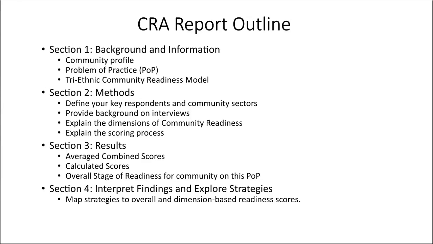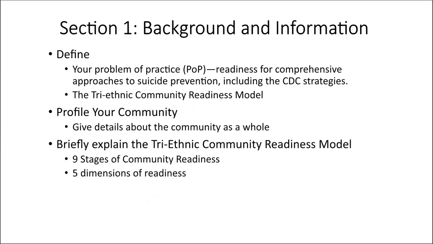A good CRA report is going to really have 4 sections. The first on background, the second on methods, the third on results, and the fourth on really interpreting your findings and beginning to explore strategies. We'll talk more about each of these sections next.